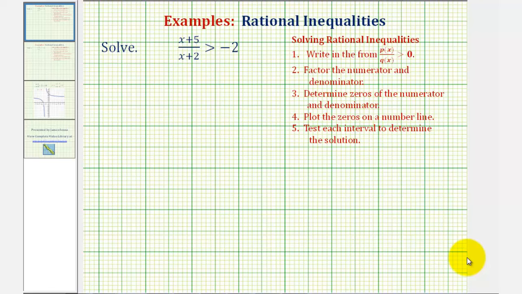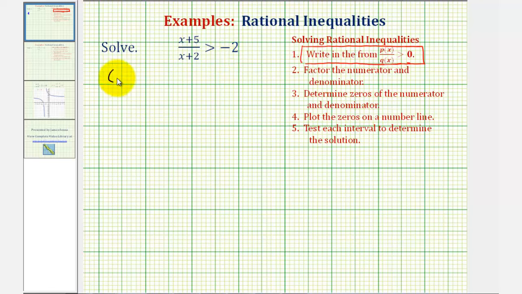Welcome to an example on how to solve a rational inequality. Looking at this rational inequality, notice how it looks different than the previous examples because it's not in the form of a rational expression being compared to 0. But it needs to be in this form, so for the first step, we're going to add 2 to both sides of this inequality.